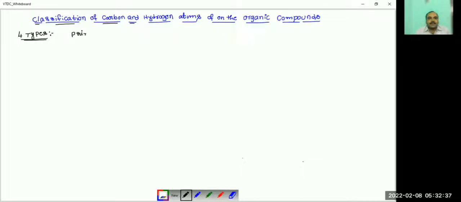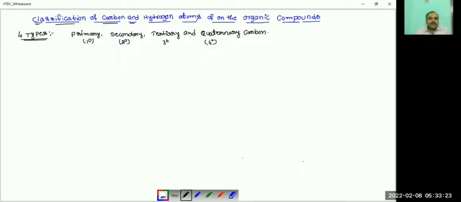primary, secondary, tertiary, and quaternary carbon. So in that, what is primary carbon? These are represented as 1 degree, 2 degree, 3 degree, and 4 degree.